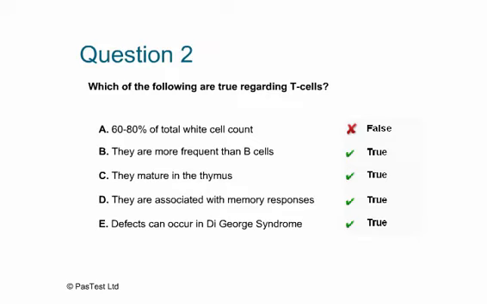T cells are more frequent than B cells. They do mature in the thymus. They do produce memory responses, and T cell defects do occur in DiGeorge syndrome.